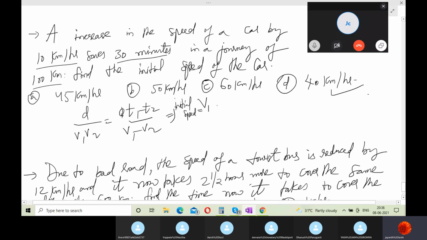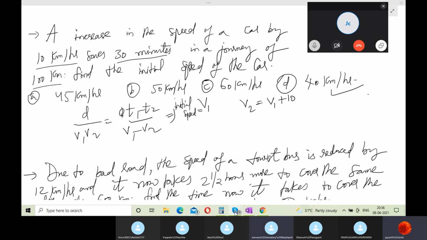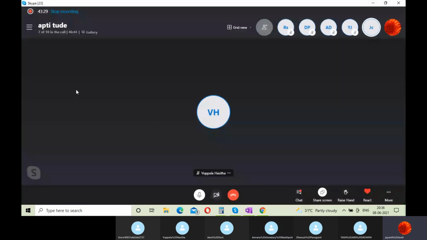What is the speed after increasing the speed? Can I say V2 is equal to V1 plus 10? Can I say that or not? We are increasing the speed. Correct. All of you, what are you doing? Are you following or in dreamland?